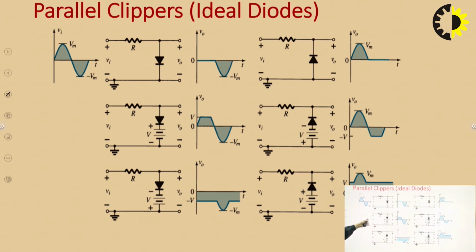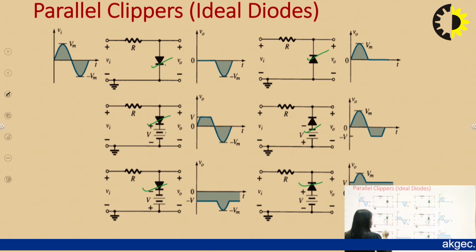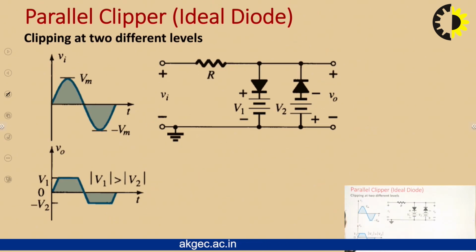again I have mentioned parallel clippers, and in all the parallel clippers we are taking the output across the diode, and in these two circuits the diodes are not biased, but in all four circuits the diodes are biased, and you can perform by the same concept and you can get the result for the parallel clipper circuit. Now some more examples for the parallel clipper here in this circuit.